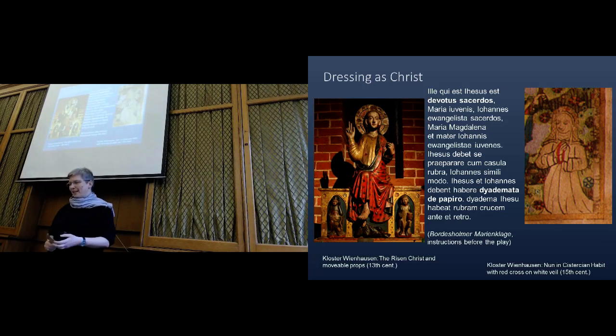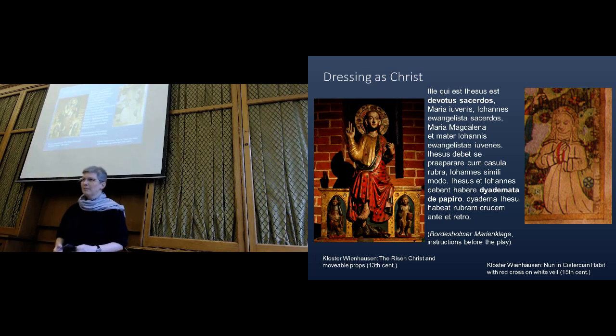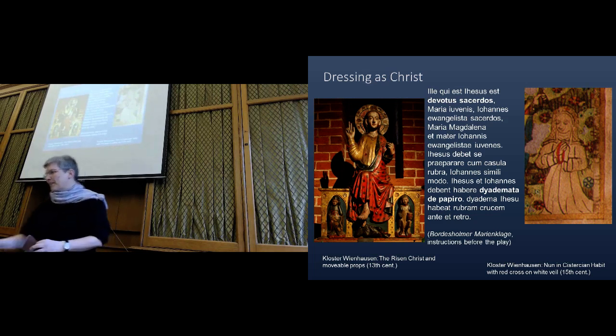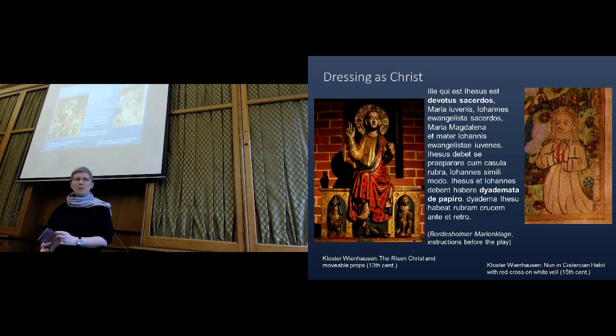So how would they have acted it? We don't have any descriptions here for this. We had for the Bordesheimer Marienklage, which is also from northern Germany, the instruction that Christ debet se preparare cum casula rubra, with a red chasuble, and debet habere diademater de papiro, so a paper crown, probably something a bit like out of a cracker. So we thought how to dress Christ, and then decided we wouldn't go for the cracker crown, but have a distinguishing feature. And since it says diadema Jesu habeat rubram crucem ante et retro, should have a red cross on the front and at the back, we thought we could have the hood acting with a red.